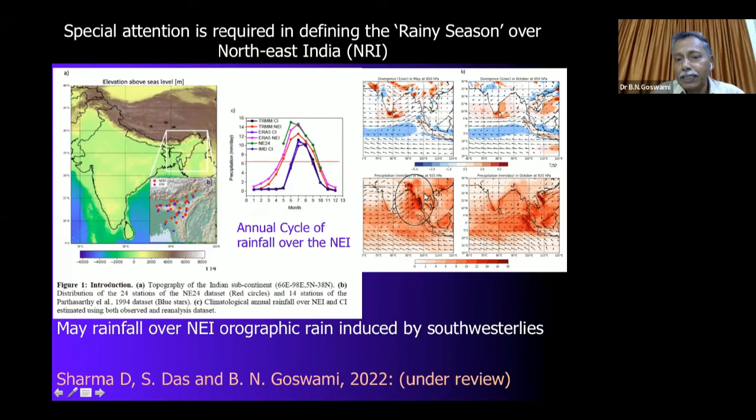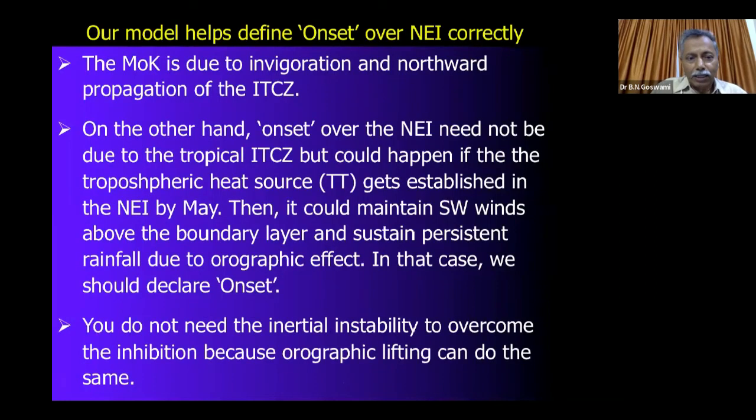There is subsidence, but the subsidence is broken by the orography. And therefore, the large-scale heat source can still take place. And that is what we looked at recently.